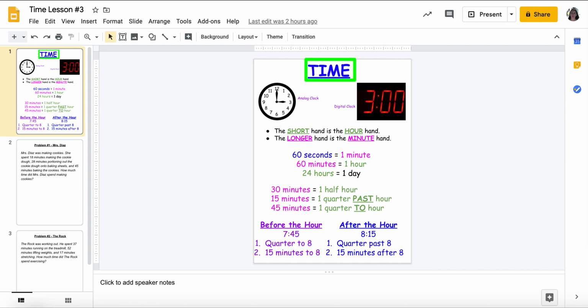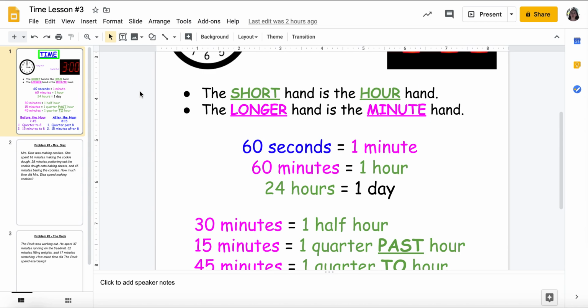So sit back, get some pencil and paper out if you want to work along with me as we go over two problems about time. All right, but real quick, let's go over our anchor chart super duper real quick. We've gone over it twice before, but let's go over it one more time, just for good measure.